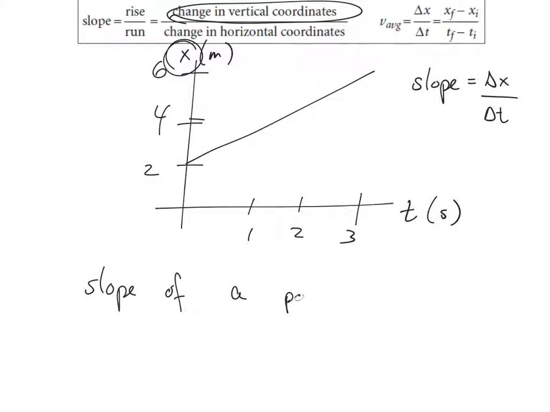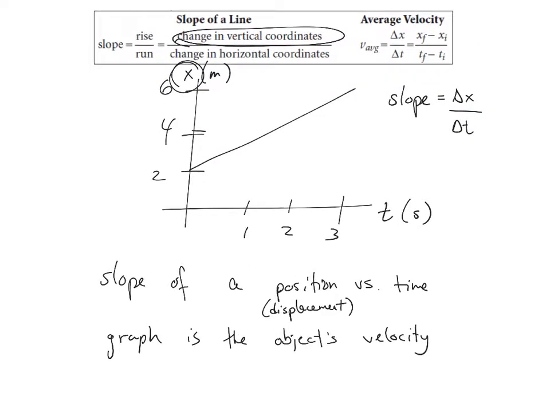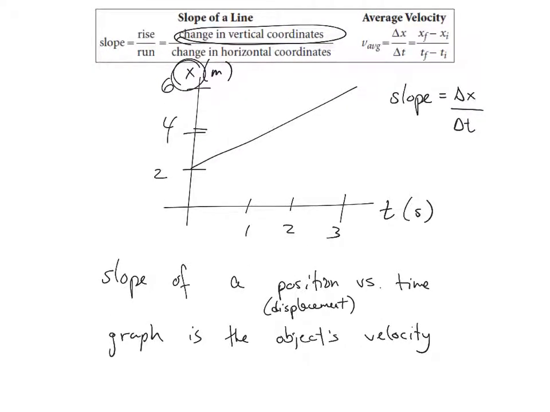So I can make this conclusion: the slope of a position, that's another word for displacement for now, versus time graph is the object's velocity. The slope of a position versus time graph, displacement meaning, is the object's velocity.